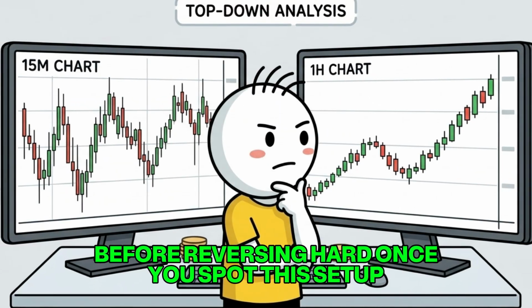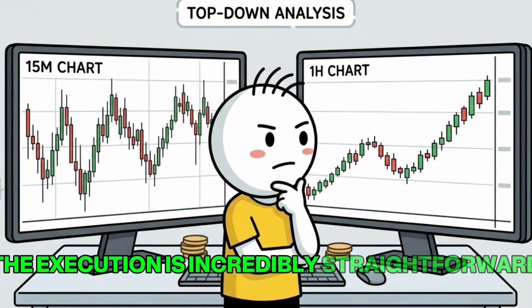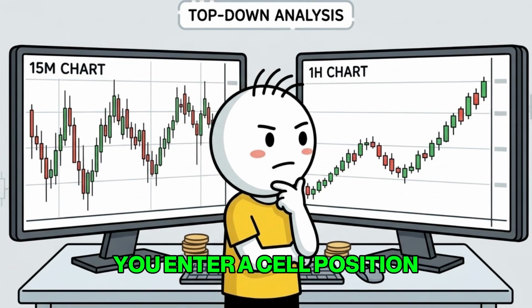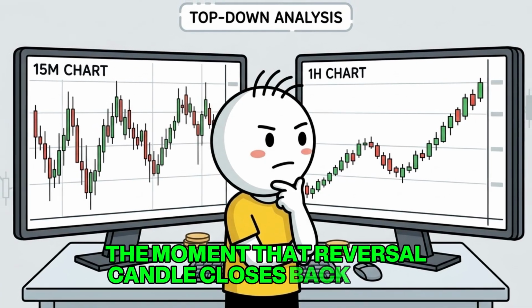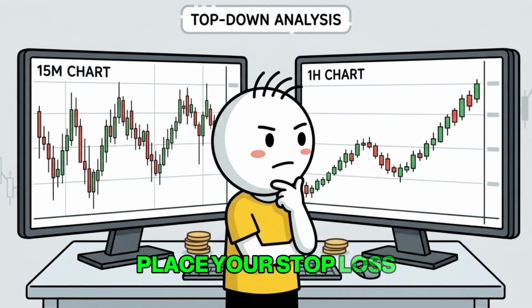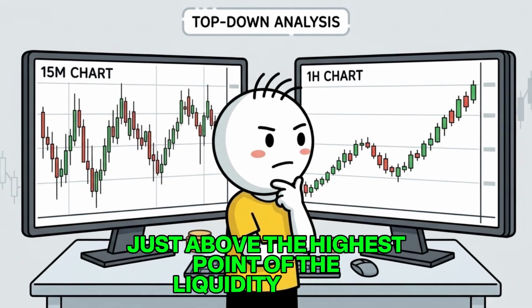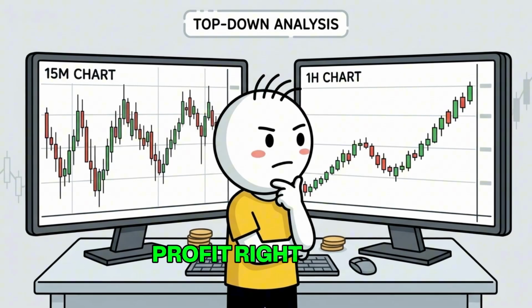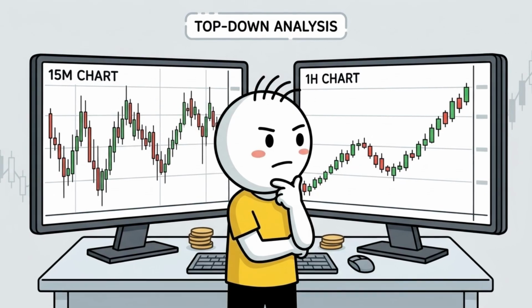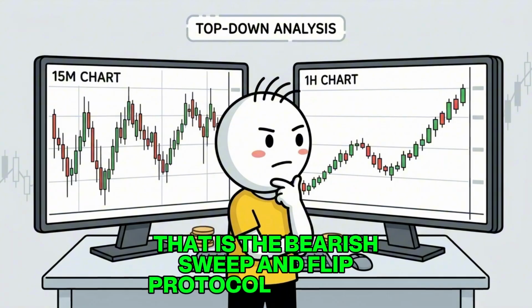Once you spot this setup, the execution is incredibly straightforward. You enter a sell position the moment that reversal candle closes back inside. Place your stop loss just above the highest point of the liquidity sweep and set your take profit right at the most recent Asian low. That is the bearish sweep and flip protocol in action.